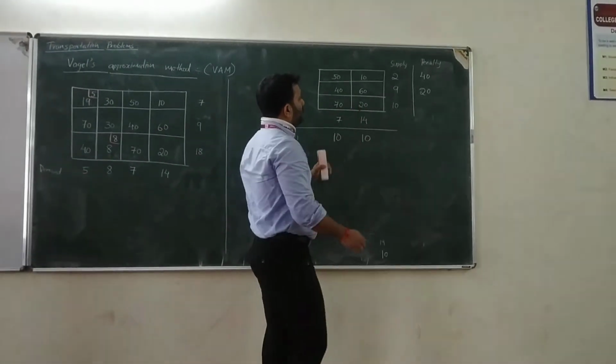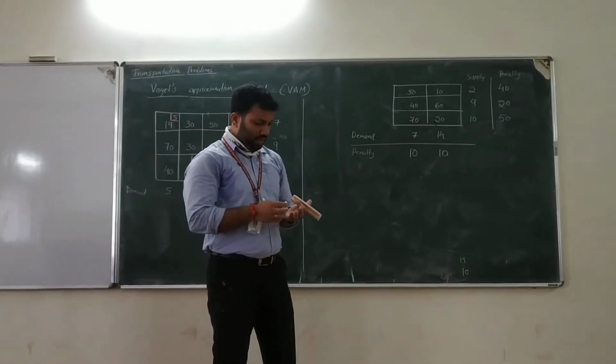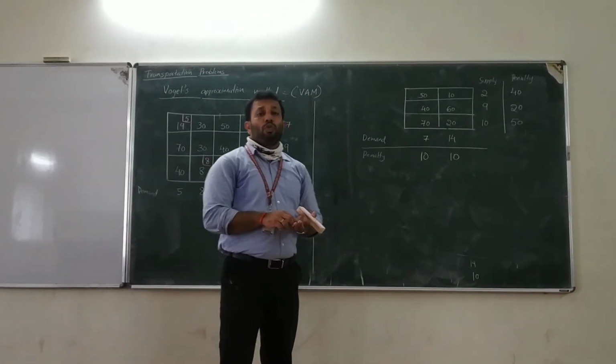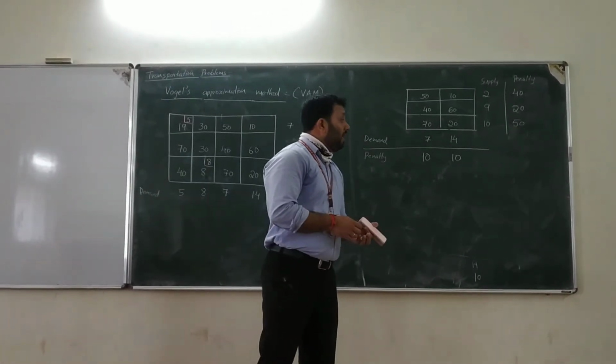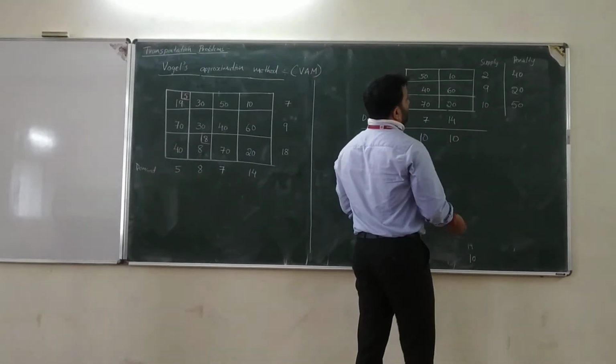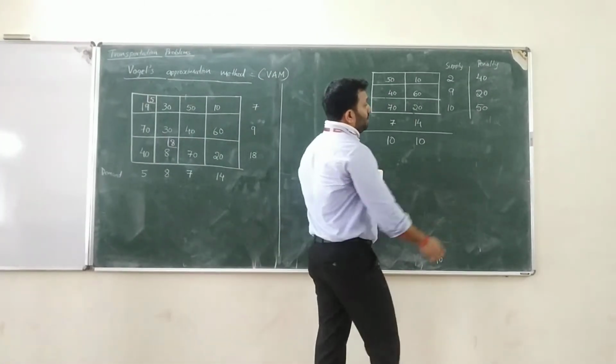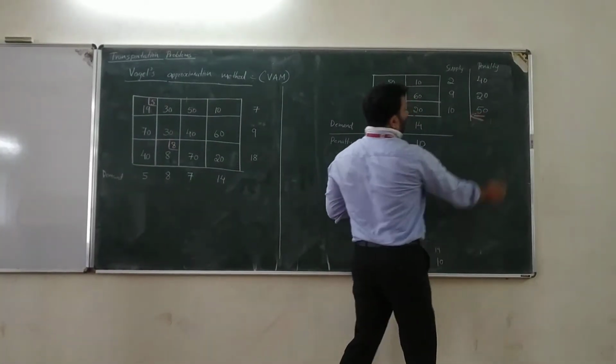So the penalty is 50. Again now the same thing has to be followed. What we do is we are selecting the highest penalty position. Here the highest penalty is 50, so the highest penalty position is 50. So select that particular row.